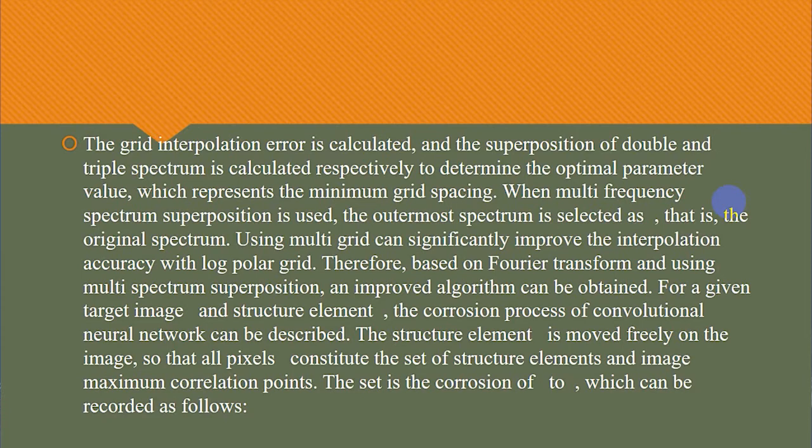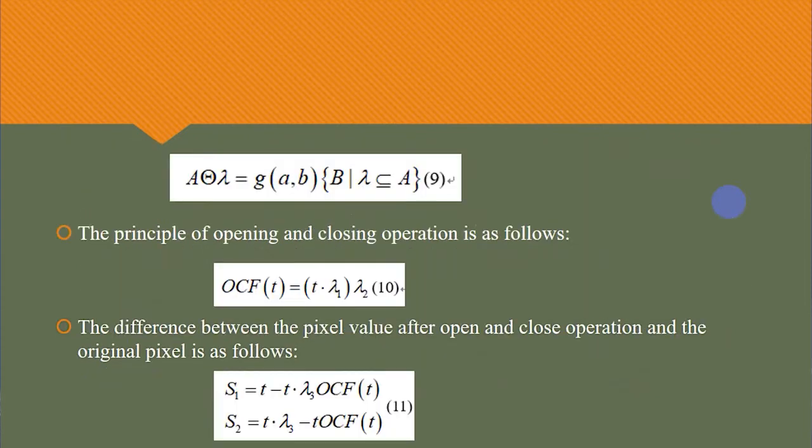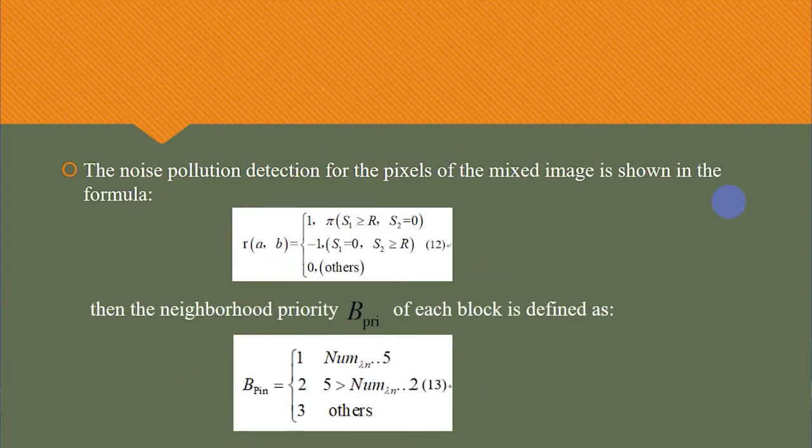The structure element is moved freely on the image, so that all pixels constitute the set of structure elements and image maximum correlation points. This set is the erosion of the two, which can be recorded as follows. The principle of opening and closing operation is as follows. The difference between the pixel value after open and close operation and the original pixel is as follows. The noise pollution detection for the pixels of the mixed image is shown in the formula. Then the neighborhood priority PPRI of each block is defined as follows.